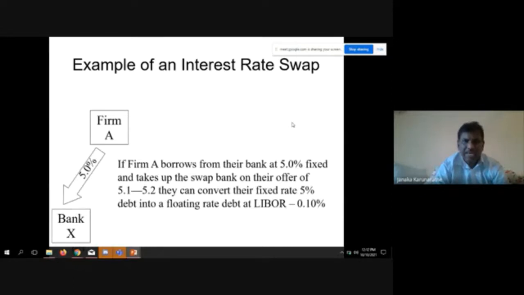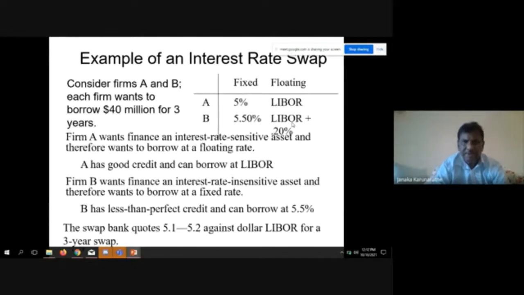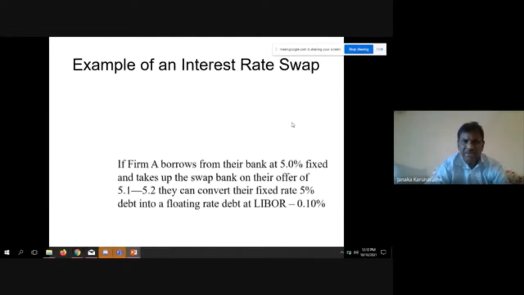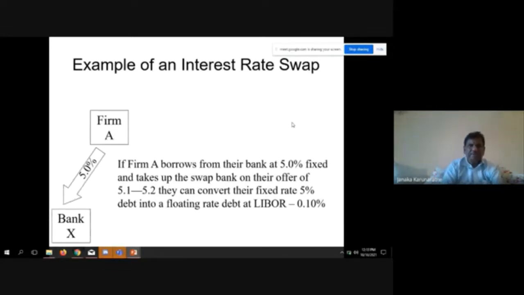Now, firm A pays bank X 5% because it needs to borrow in the fixed rate market. And it takes up the swap bank on their offer of 5.1 and 5.2. They can convert their fixed rate 5% debt into floating rate LIBOR minus 0.1.